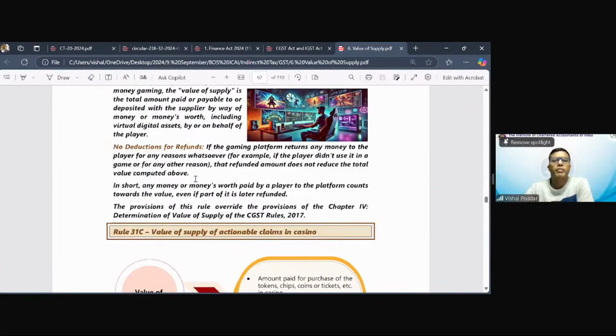As I said, you deposited 100, tax of 100 is gone. Even if you withdraw that 100 without playing, I don't care. We are taking tax on 100, right? Then comes, in short, any money or money's worth paid by a player to the platform counts towards the value, even if part of it is later refunded. The provisions of this rule override the provisions of Chapter 4, that is the entire valuation rules.